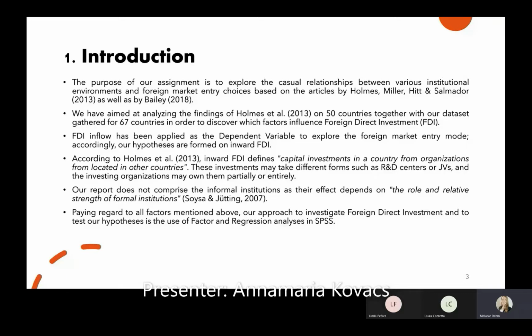According to Holmes, inward FDI explains capital investments in a country from organizations located in other countries. These investments may take different forms, and the investing organizations may own them partially or entirely. In addition, we do not include informal institutions in this research, as their effect is dependent on the role and relative strength of formal institutions. Taking all mentioned points into account, our approach to investigate FDI and to test our hypotheses is the application of factor and regression analysis in SPSS.